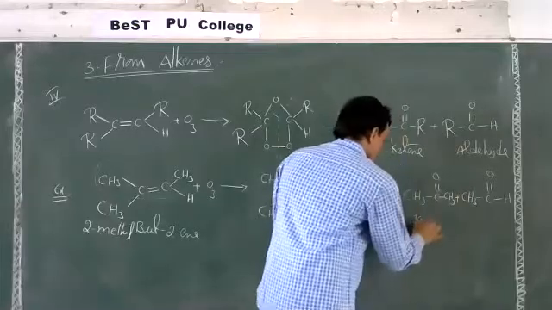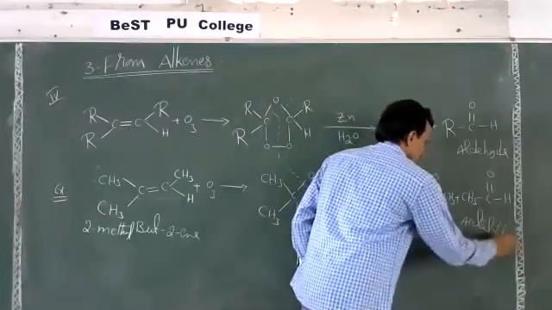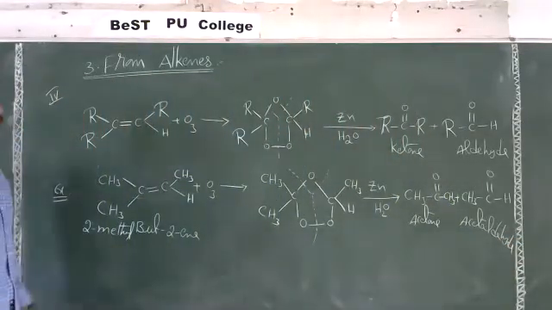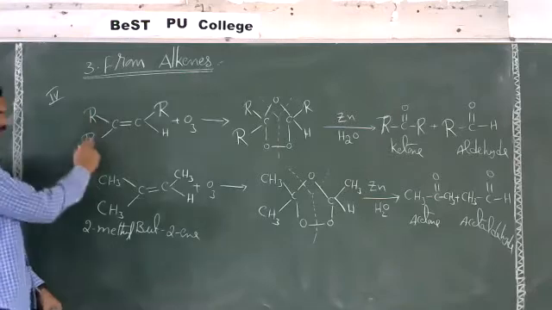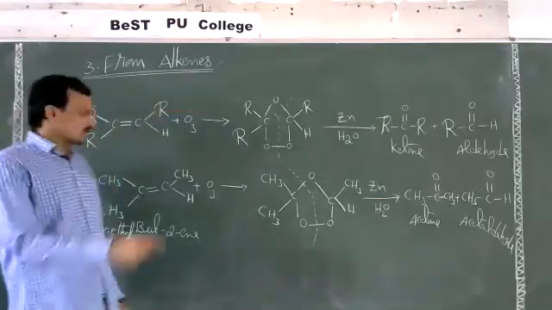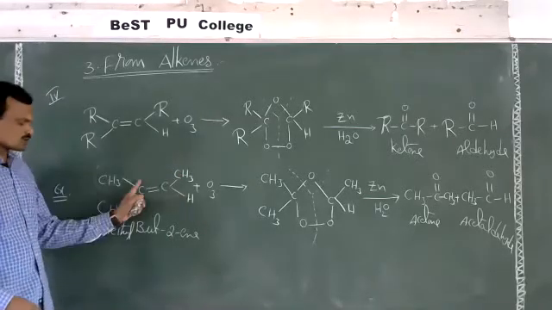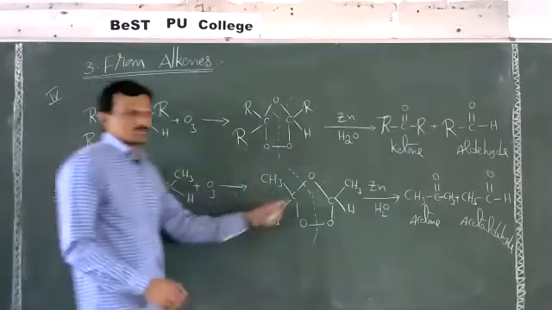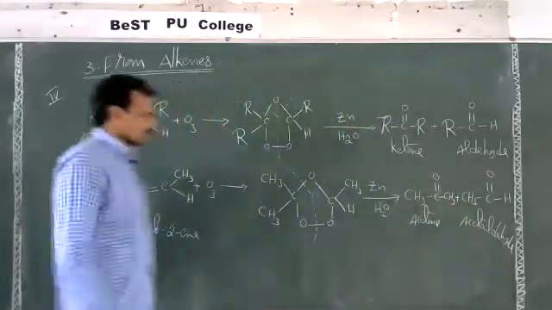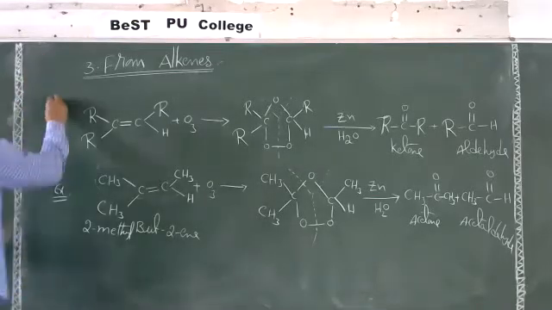That means this is acetone, this is acetaldehyde. So a tri-substituted alkene uses 1 mole of ketone and 1 mole of aldehyde. An example, 2-methyl butadiene. So 2-methyl butadiene on ozonolysis gives 1 mole of acetone and 1 mole of acetaldehyde. This is about a tri-substituted alkene. Now I'll go for one more.